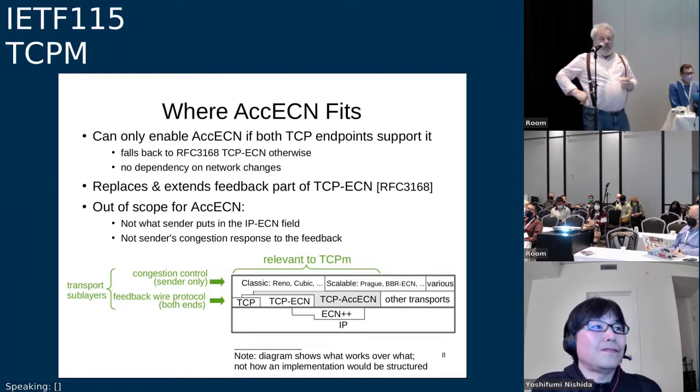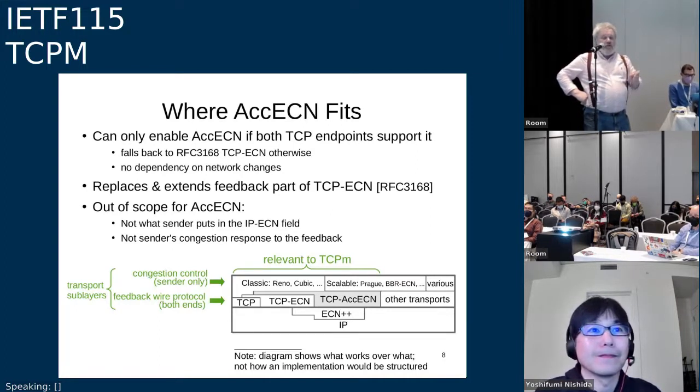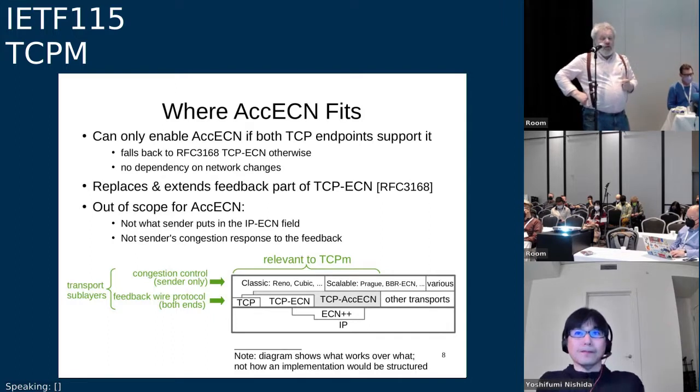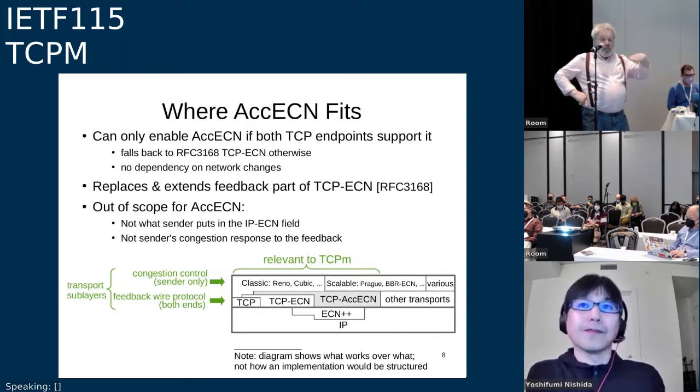The idea is you've got IP at the bottom there, and ECN++ is really about whether you set the ECN field in the IP header, so it's really about below TCP, even though it's in TCPM. And then the TCP layer, I've split there into two sub-layers for the feedback, and then the congestion control above it. And I think I've mostly explained all this on the previous slide.